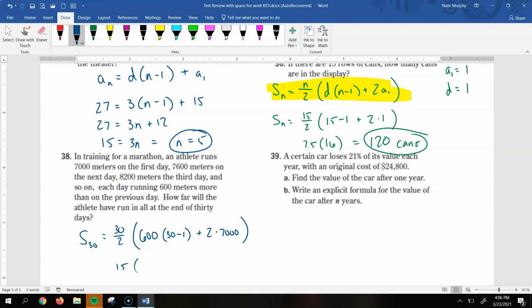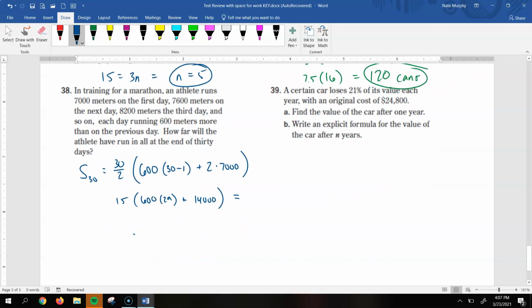All right, so let's simplify that. Inside of parentheses, we'd have 600 times 29 plus 14,000. So when you do all that on your calculator, you end up getting 471,000 meters. That's how far they will have run total in those 30 days.